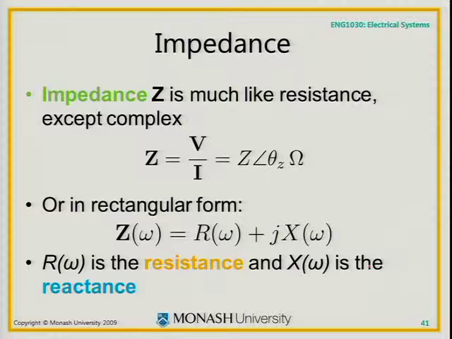The real part is called the resistance, and the imaginary part is called the reactance. So we have a resistance plus a reactance.